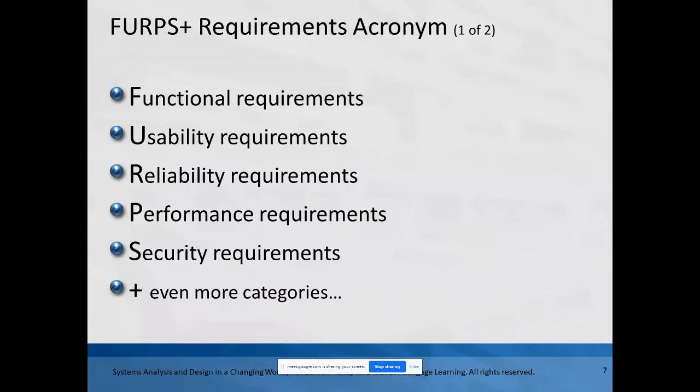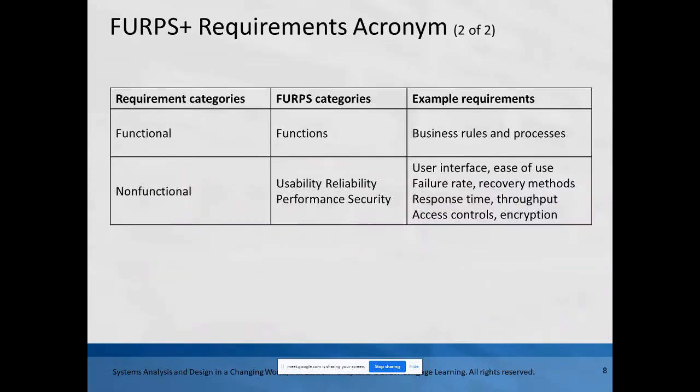So here, the text has this acronym, FERPS Plus, which just stands for defining your various requirements. What are my functional requirements? How should it be used? How reliable does it need to be? How quick does it need to run? This is your performance requirements. How secure should it be? These are your security requirements. And then there are others as well.